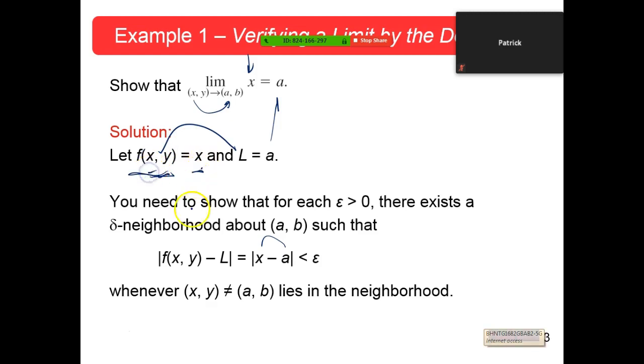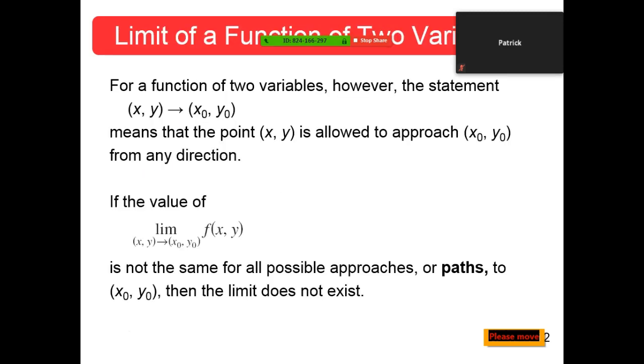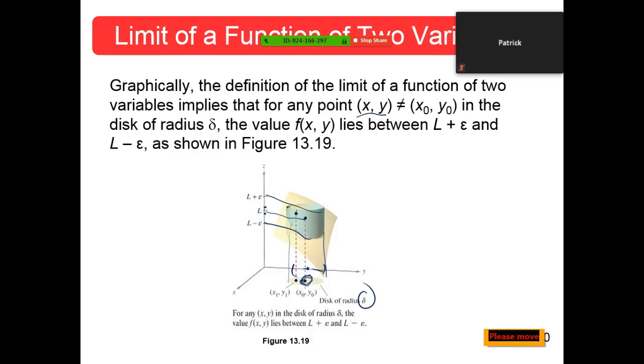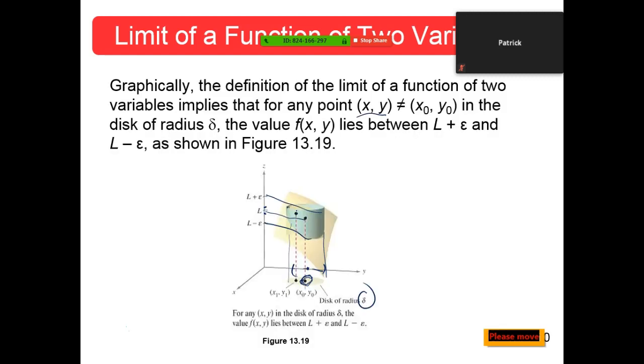The definition is f(x, y) is x. The limit here is a. And when you write it this way, there it is. If y minus y is 0, if that's not changing, that disappears. And then you have x minus a. The square root of (x minus a) squared is the absolute value of x minus a. So your epsilon is the same as your delta.